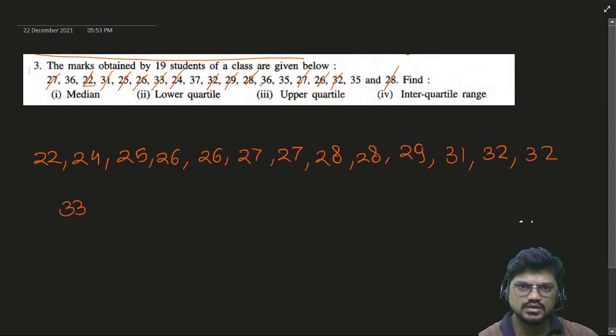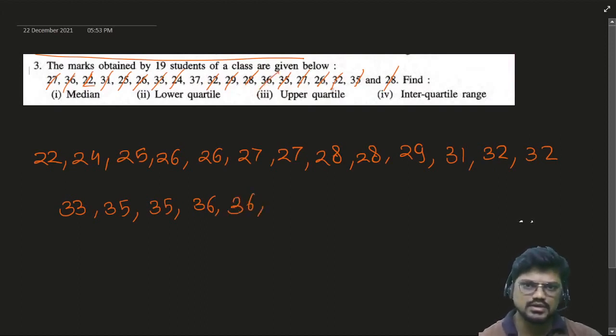Is there any other 33? No. 34, not there. 35, it's there. Anyone 35? Yeah, one more 35. That's it. 36 once, twice. That's it. Then there is 37 only once. See to it, is there any number left in this? No, none of the numbers have been left.